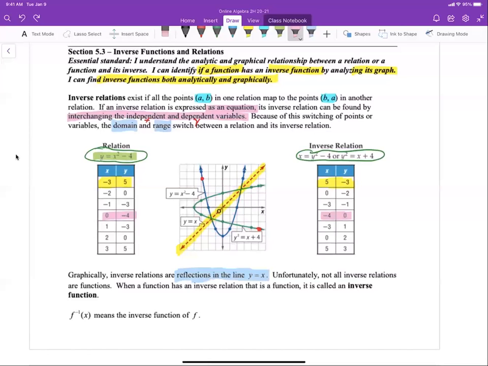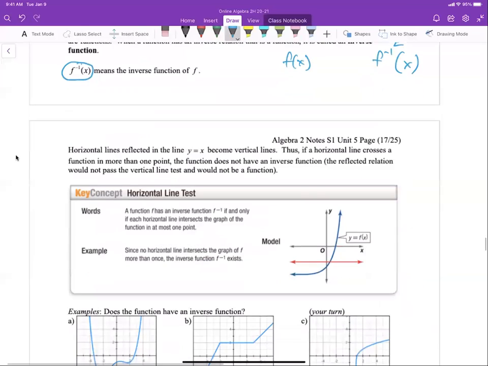One more thing we have to talk about is what my notation looks like. f to the -1 of x does not mean f to the -1 power. In fact, it's not to be said that way. It is the inverse function of f. So if I have f of x and I find the inverse function, that -1 is not an exponent. It is called an inverse function, okay?